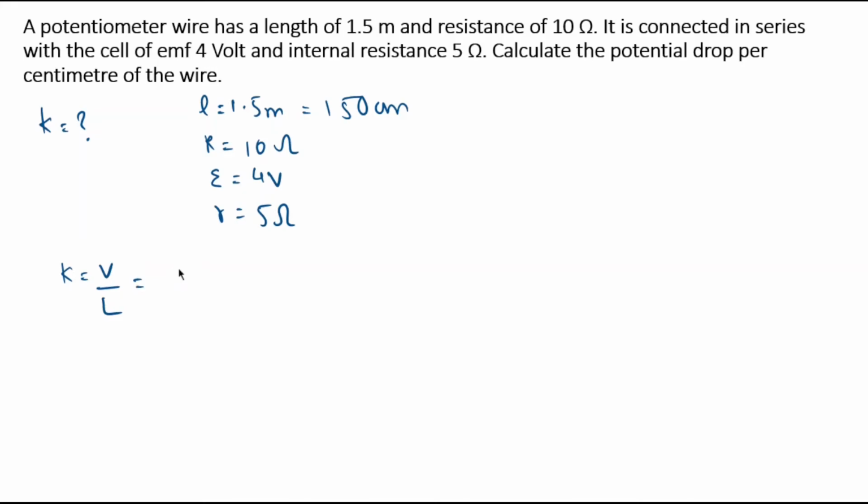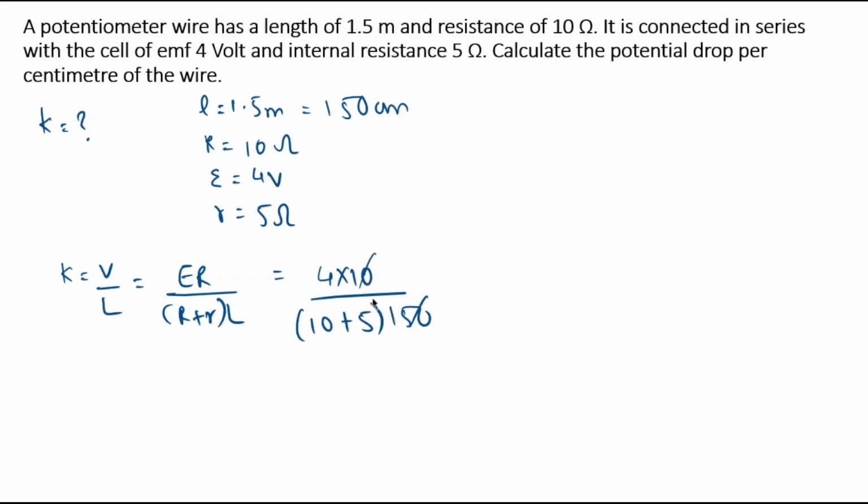Now we know V is E R upon R plus r, into L in the denominator. Now let's substitute the values, which will be 4 into 10 divided by R is 10 plus small r is 5, into L is 150. So this gets cancelled, 10 into 5 is 15, 15 15s are 225, right? And above is 4, so 4 divided by 225 is 0.0177 volt per centimeter. So remember the unit that they needed the answer in.